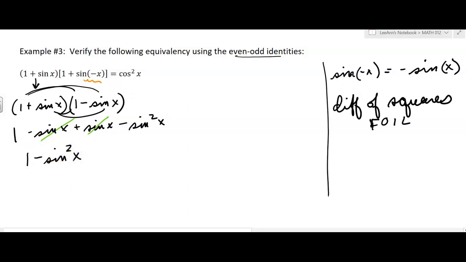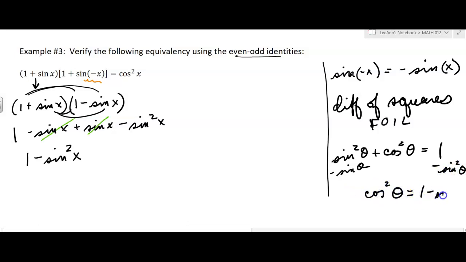Now, we need another idea here. We know that sine squared theta plus cosine squared theta is equal to 1. But remember we talked about those alternate forms, and so I can subtract sine squared theta from both sides. This is like my idea sheet over here. And I get cosine squared theta equals 1 minus sine squared theta. Okay? Again, you don't have to show all that work. We know the alternative form because we'd already stated that.